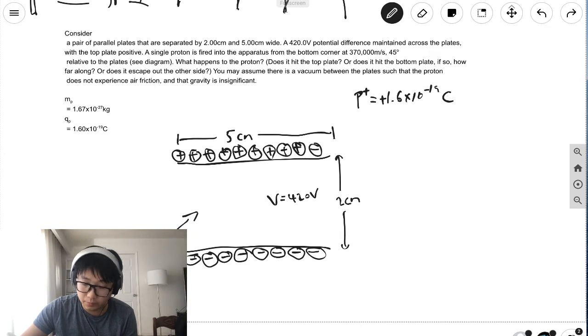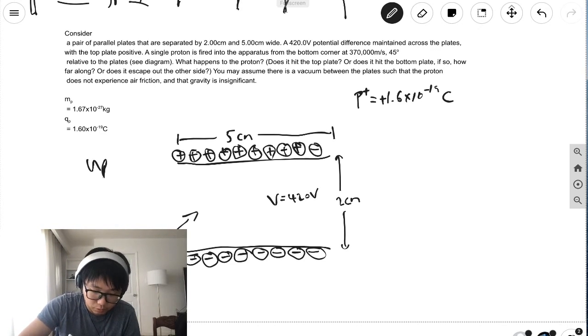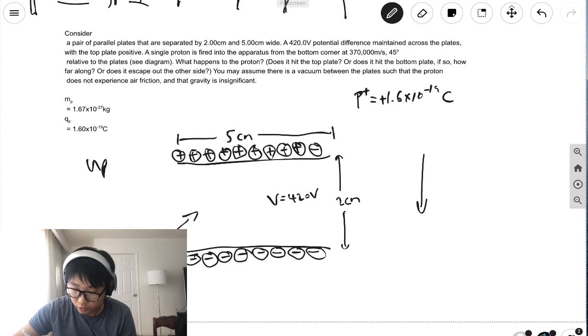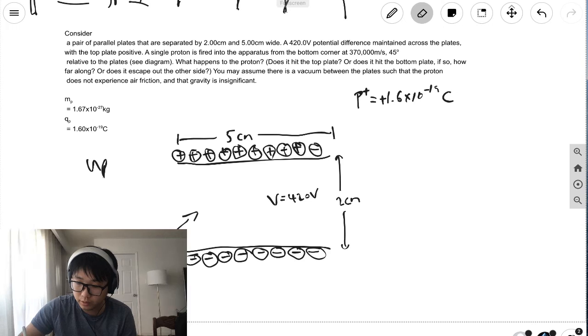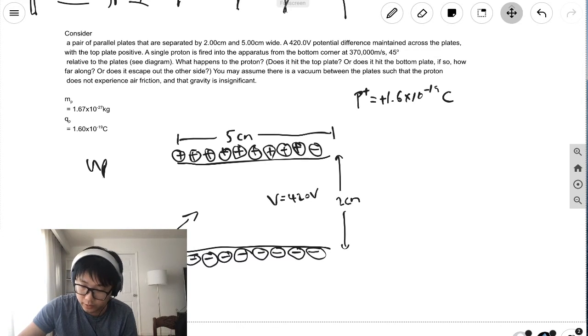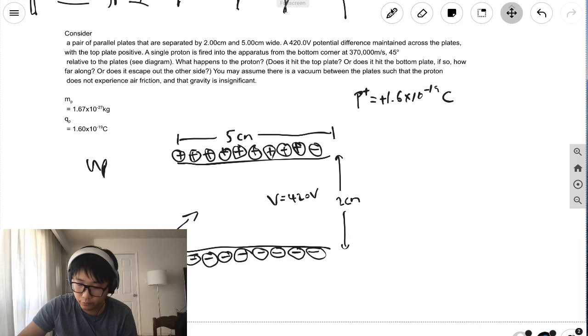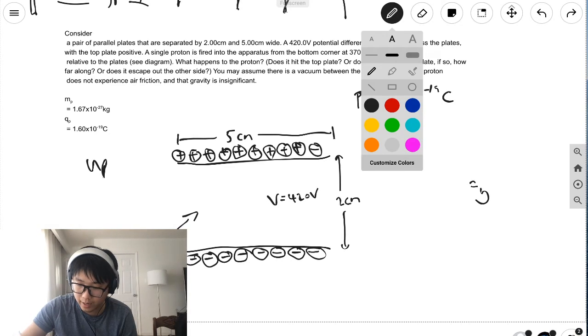Sometimes you have problems where this is up and this is down, so on top of the force of the electric field, you also have Fg coming down. Although with such a small mass, it's probably not going to be that significant compared to the force of the electric field. Okay, anyways, we are ready for this now. First of all, let's draw some free body diagrams. If I draw a free body diagram on the proton, what do we have in here?